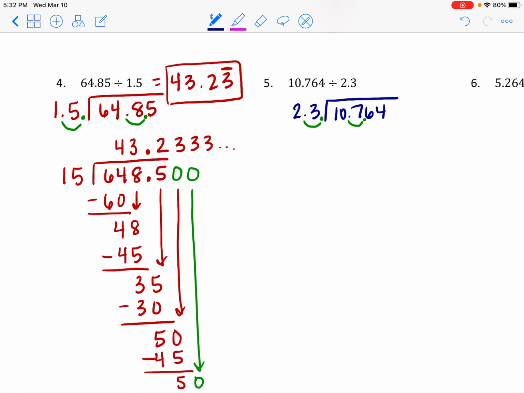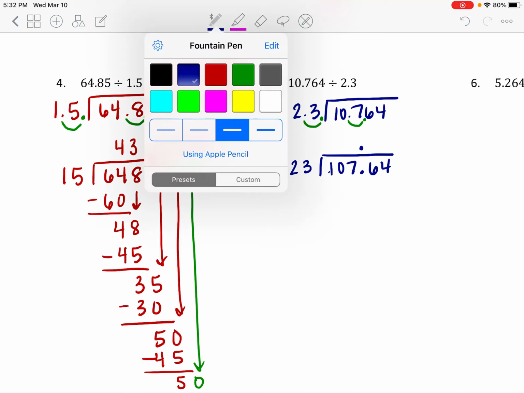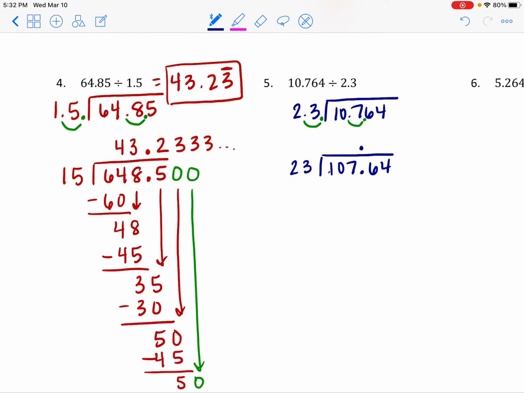So the division we're actually going to do is 23 into 107.64. So the decimal is going to go right there. And 23 is going to go into 107. 5 times, I think, is going to be too much. So let's go with 4 times. And 4 times 23, let's see, 4 times 3 is 12. If we carry the 1, we're going to get 9. Yep, that works. When I subtract 92, I'm going to have 15 left over.